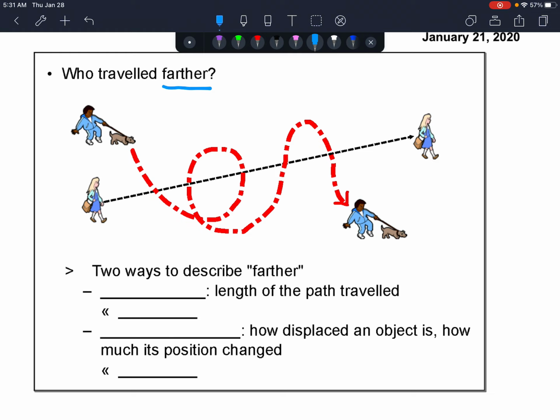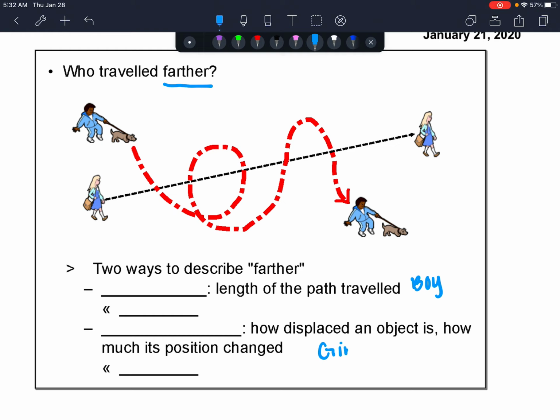For example, the little boy who walked his dog obviously traveled a longer path. If I were to take this red line and straighten it out, it would obviously be a much longer line than the path of the girl. However, the girl's position changed more than the boy's position changed. He's not as far away from where he started as the girl is. So if I was describing farther with the length of my path traveled, I'd say the boy went farther. If I was describing farther as in how far away they got from their position, I would say the girl went farther.